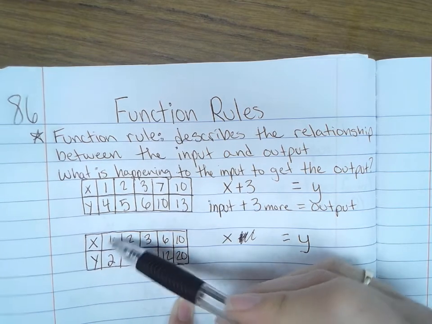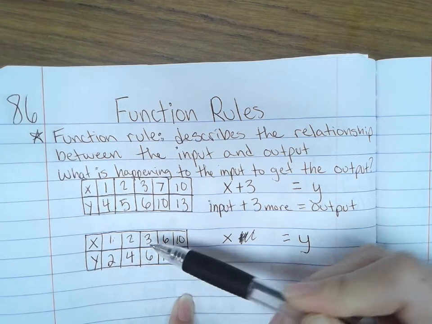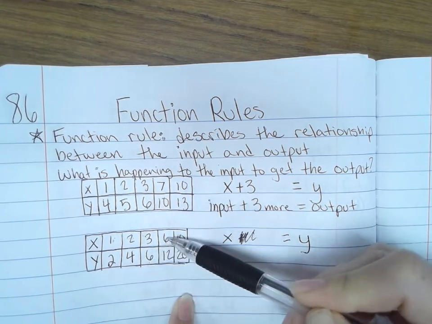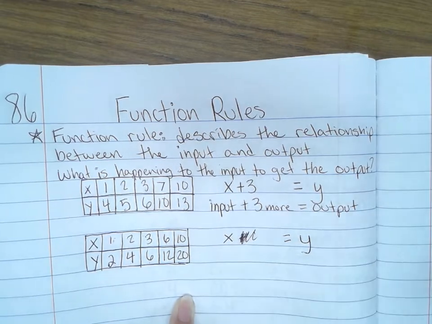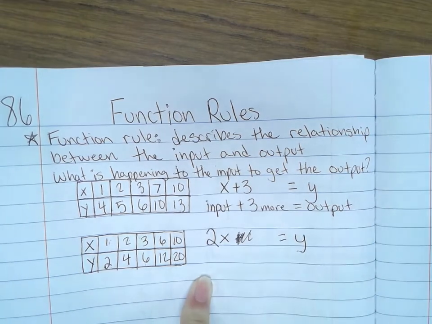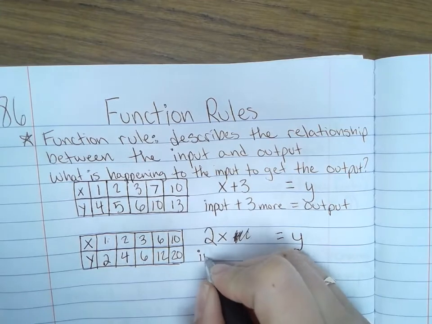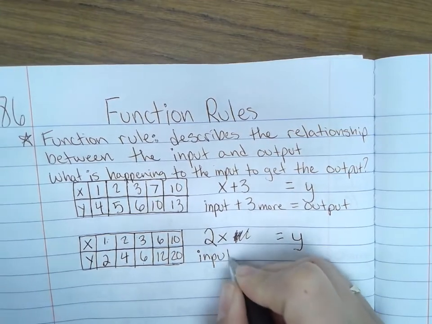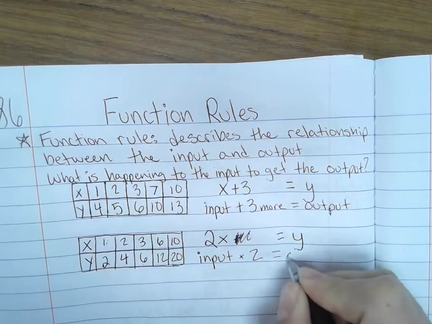Well, I could times this by 2. That gets me 2. 2 times 2 gives me 4. 3 times 2 gives me 6. 6 times 2 gives me 12. 10 times 2 gives me 20. So it'd be x times 2. So in this case, it's multiplying. So it's the input times 2 to get the output.